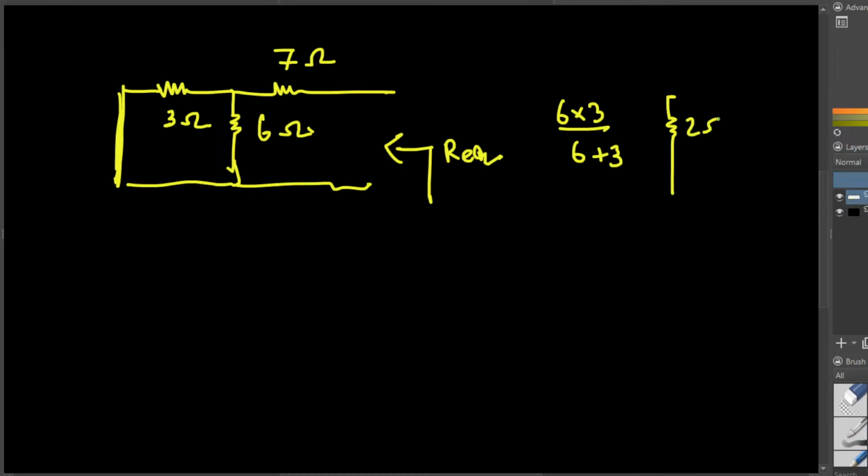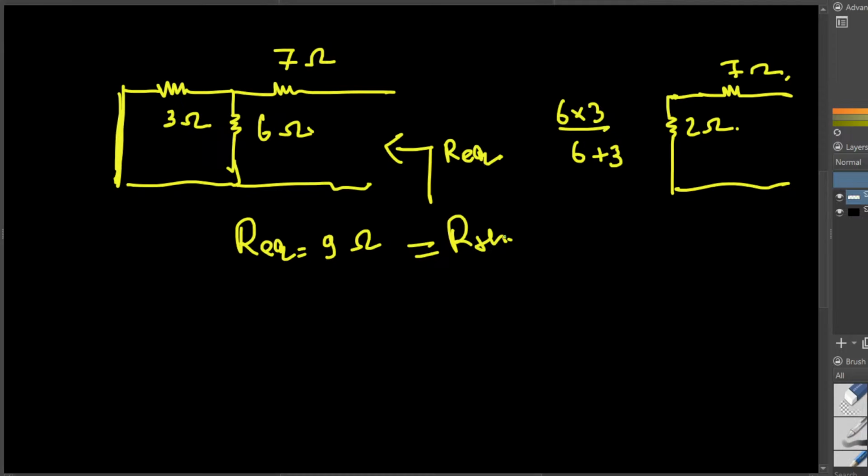So I can redraw the circuit like this. This is going to be a 2 ohm resistor right here. This is the equivalent resistance I found using this formula. And then we still have the 7 ohm resistance, and these two resistances are in series. So the equivalent resistor we are going to have is 9 ohm. So R equivalent is 9 ohm. The total R equivalent for this circuit is 9 ohm, and that's going to be the R Thevenin.